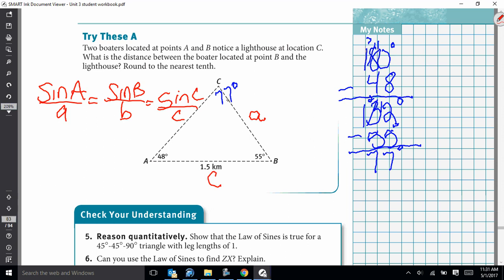Side C here, right? So that means that regardless of whether we're finding side A or B, we have to have sine of angle C, because it's across from side C. This is side A, that's across from angle A. This is side B, that's across from angle B. So we have angle C and we have side C. So this is going to be half of our proportion, regardless of whether we're finding side A or B, because that's the complete information that we have, right?